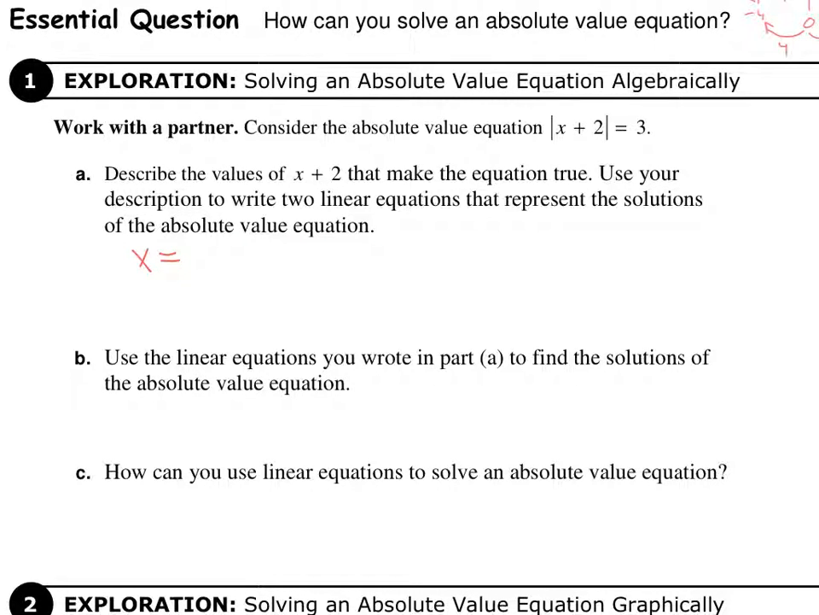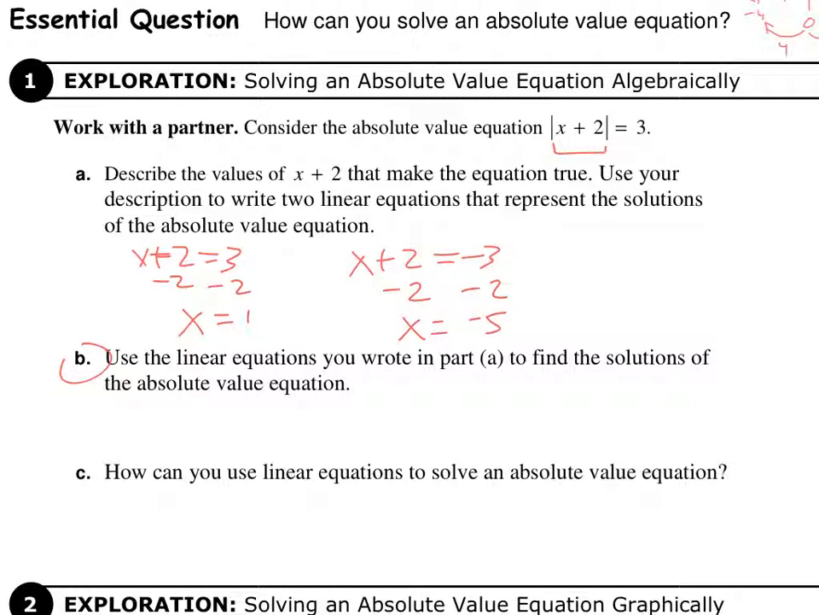That'd be true. So if x plus 2 is equal to 3, we have an answer. But if x plus 2 is equal to negative 3, then we'd have a solution. So let's use these now down here on B to solve and find the solutions. Subtract 2 and x equals 1. Subtract 2 and x equals negative 5.